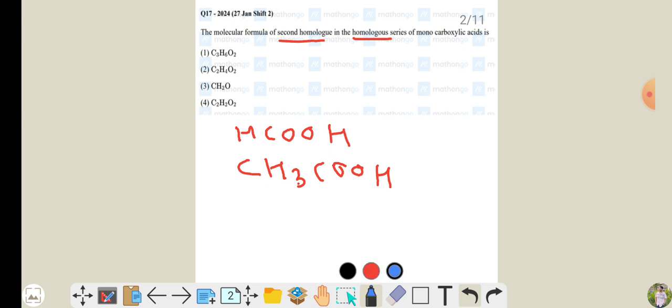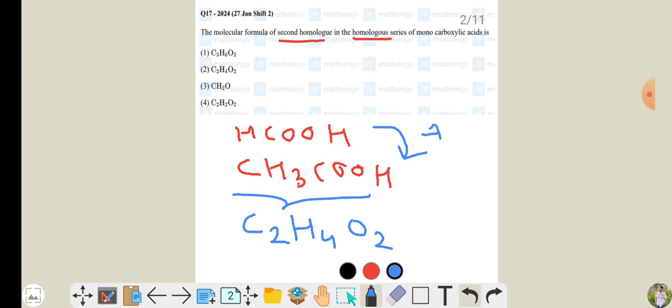They are asking a simple thing: what is the formula for this? How many carbons are there? C2, H4, O2. Simple question. Homologue means what? If you know the first member, then just add CH2 there.